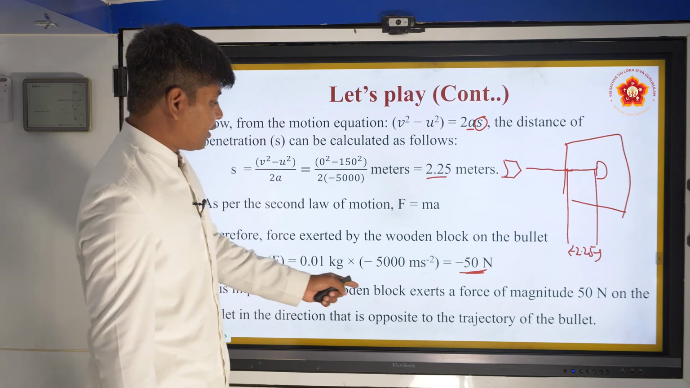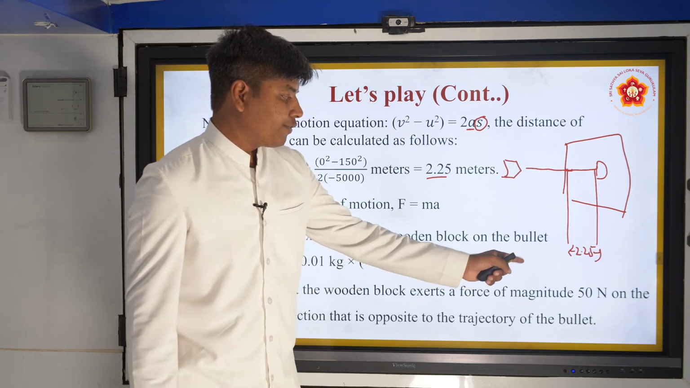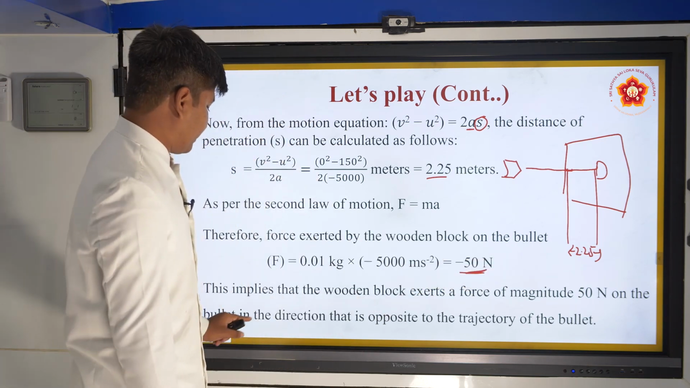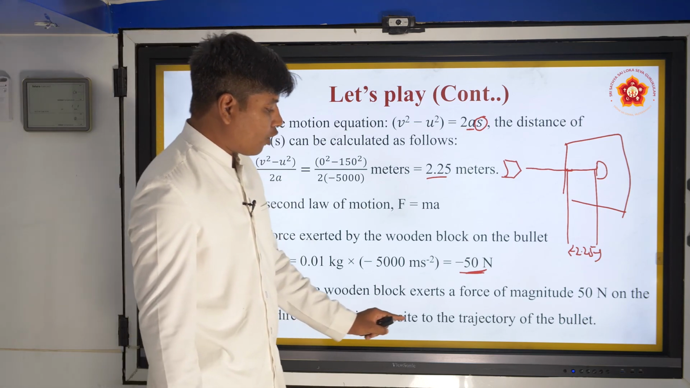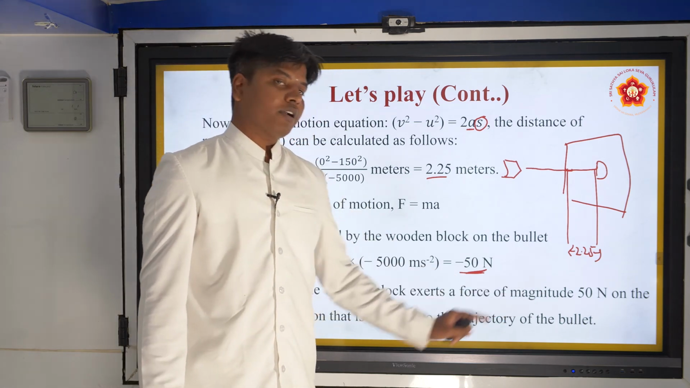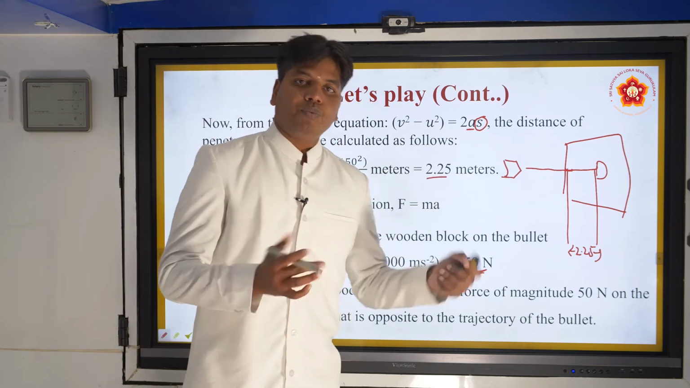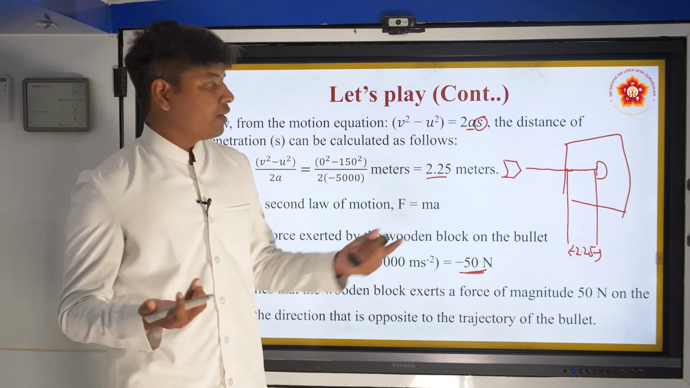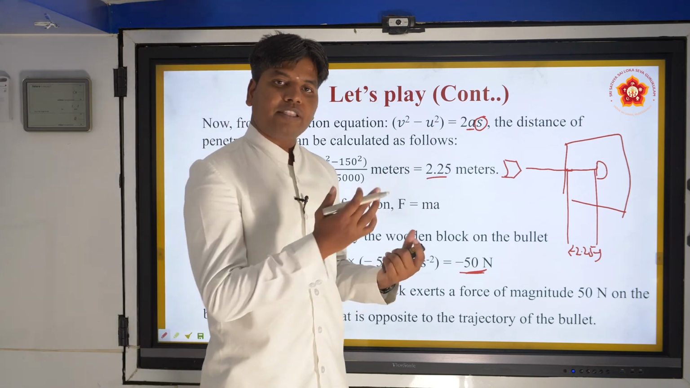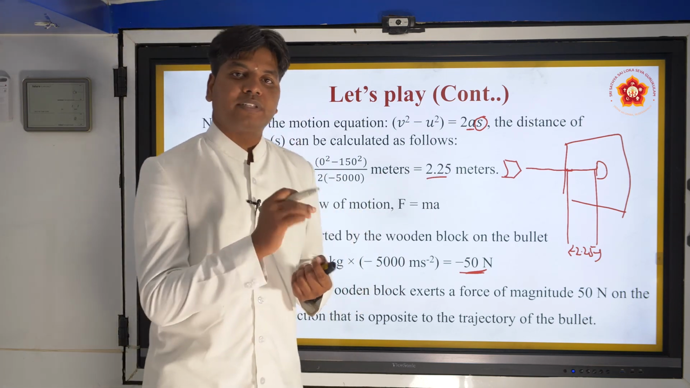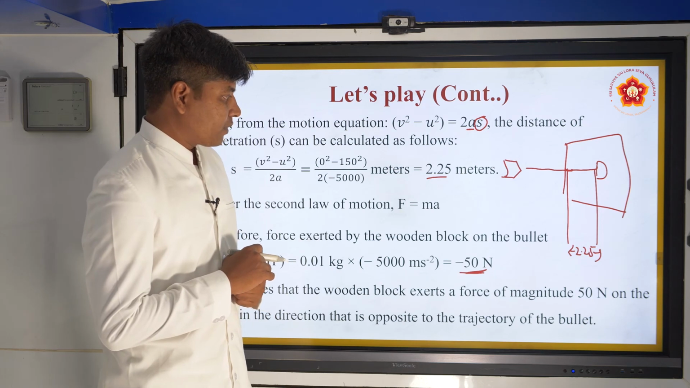That implies that the wooden block exerts a force of magnitude 50 Newton on the bullet in the direction that is opposite to the trajectory of the bullet. If the trajectory of the bullet is in the right direction, the wooden block will be stopping the bullet by applying the force in exactly the opposite direction, right?